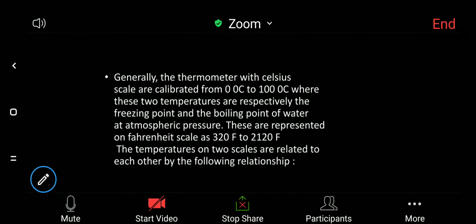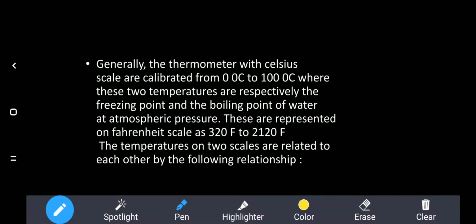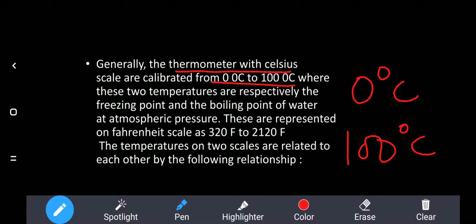Generally, thermometers with Celsius scale are calibrated from 0 degree Celsius to 100 degrees Celsius. Some thermometers may also have a temperature greater than 100 degrees Celsius, approximately up to 110 degrees Celsius, and some even lesser than 0 degrees Celsius, like minus 4 degrees Celsius. These two temperatures, 0 and 100, are respectively the freezing point and boiling point of water.